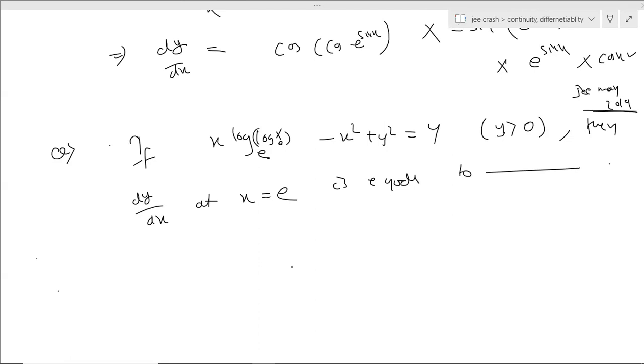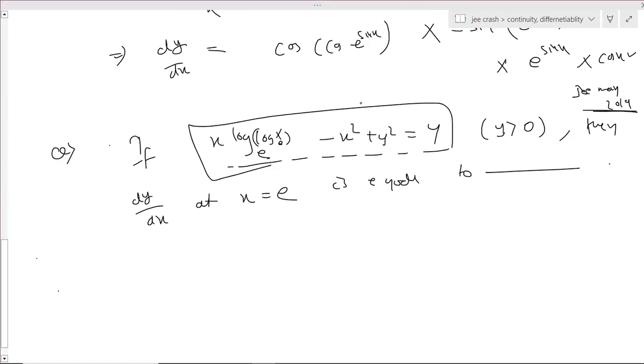Okay, you can find the value of y using the given equation. Just put the value of x equals to e in here and you can find y.